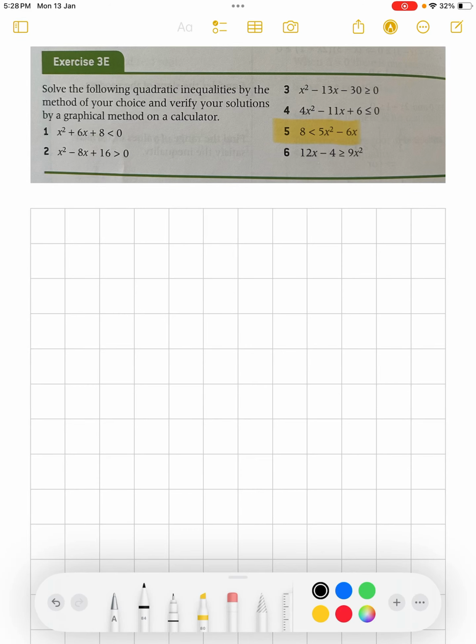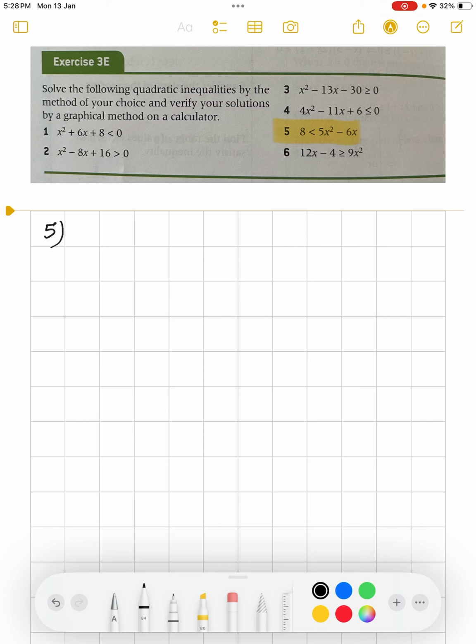Well, thank you for joining me on exercise 3E. This question I'm looking at is question 5. It says solve the following quadratic inequalities by the method of your choice and verify your solutions by graphical method on a calculator. Well, I'll just verify on the screen, not on a calculator.